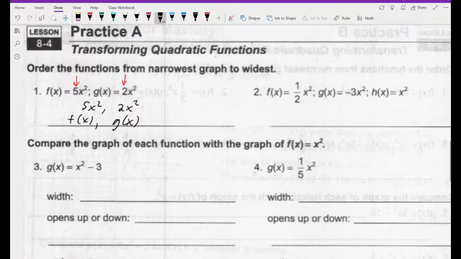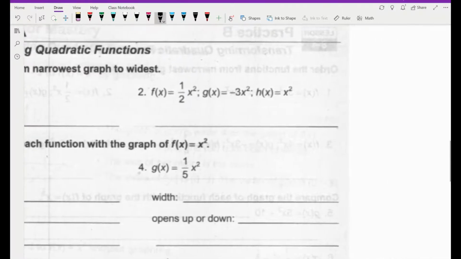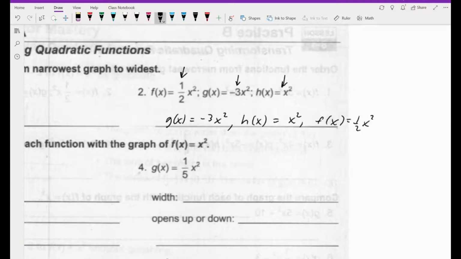Okay? Number 2. The narrowest, of course, is always the biggest number, which is right here, the g of x. So I would write, maybe I'll write the whole thing so it's less confusing. This would be the most narrow. The next one, well, what's the next bigger number? Is it 1/2 or is it the number 1? 1 is bigger. So h of x would be more narrow. And the widest one would be f of x. Let me write h of x equals x squared. And f of x equals 1/2 x squared.